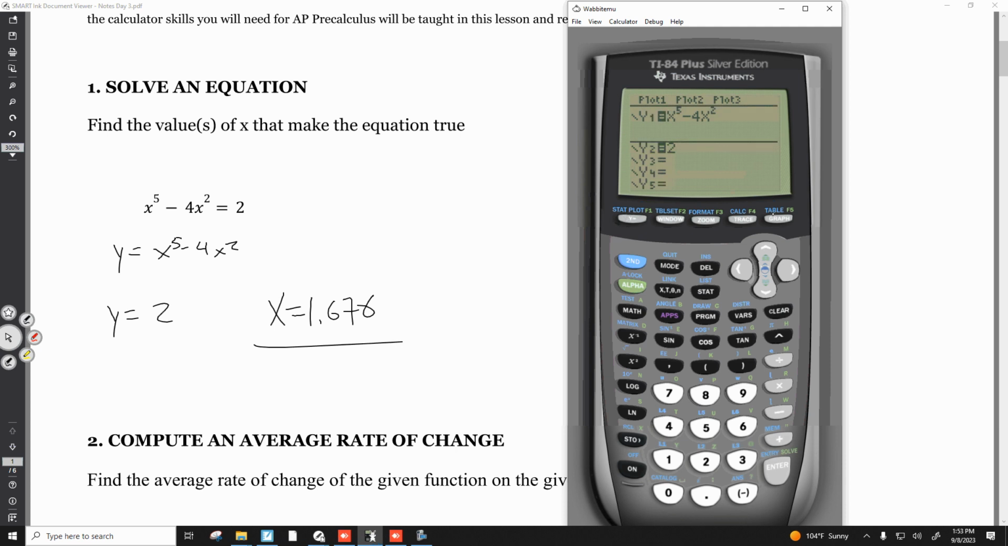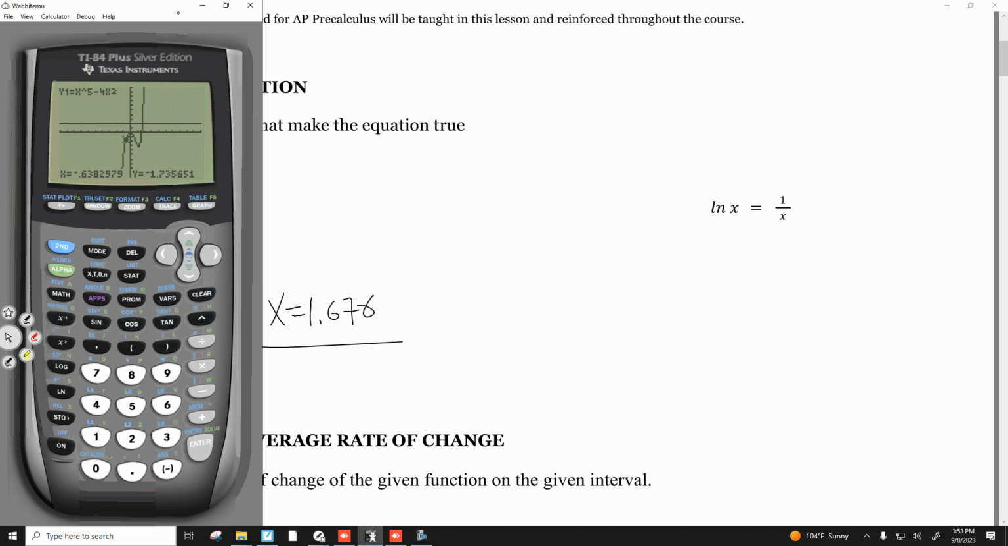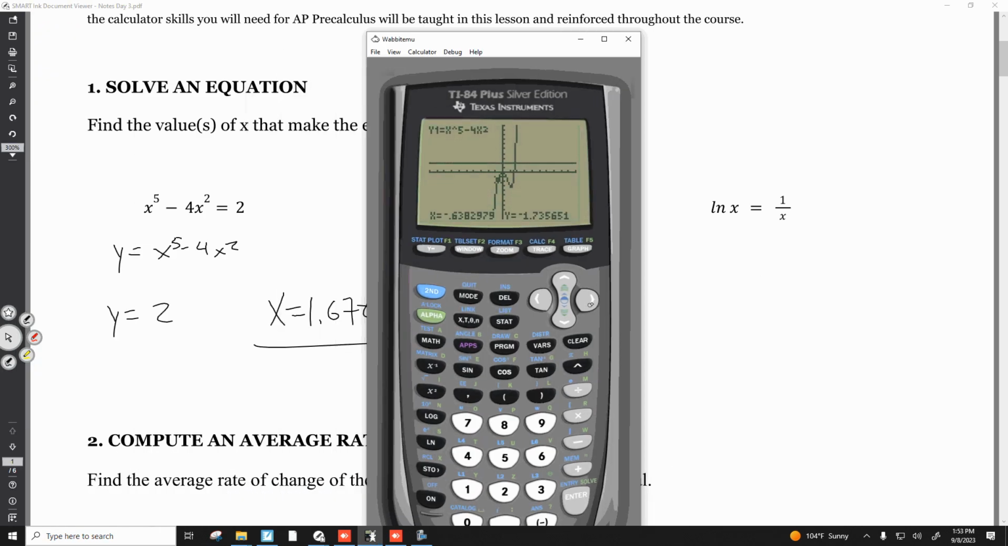Another great thing I like to use on the calculator is the trace button. Everybody press the trace button. The trace button is frequently misused. Why do I say the trace button is frequently misused? Because you guys usually just trace over by using the arrows. But what I like to do is, after pressing the trace button, I can type in any X value that I want to find the Y value for. Let's say 1.75. Press enter. You get the Y coordinate at that location.